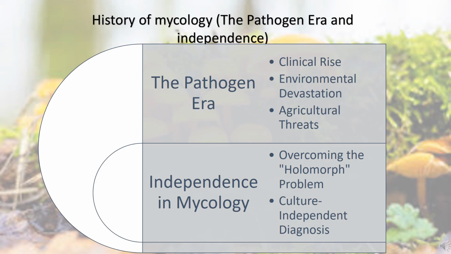Independence in mycology. Historically treated as an offshoot of botany, since fungi were originally classified as plants, mycology has continually fought for its own taxonomic and academic autonomy. Overcoming the holomorph problem. For decades, sexual stages, teleomorphs, and asexual stages, anamorphs, of the same fungus were classified as completely independent species. Recent revisions by the International Botanical Congress established the one fungus, one name principle, giving mycology a rigorous, independent naming system. Culture-independent diagnosis. Mycologists rely less on slow, traditional culturing methods and more on rapid, molecular tools like PCR and genomic sequencing. This allows for exact identification of fungal pathogens without needing to isolate them in a lab first.